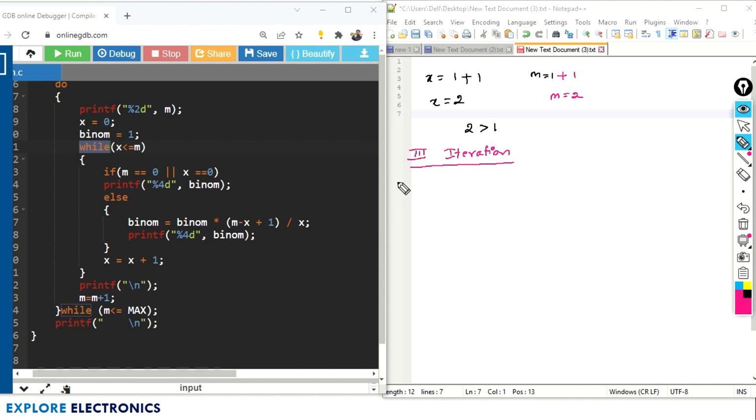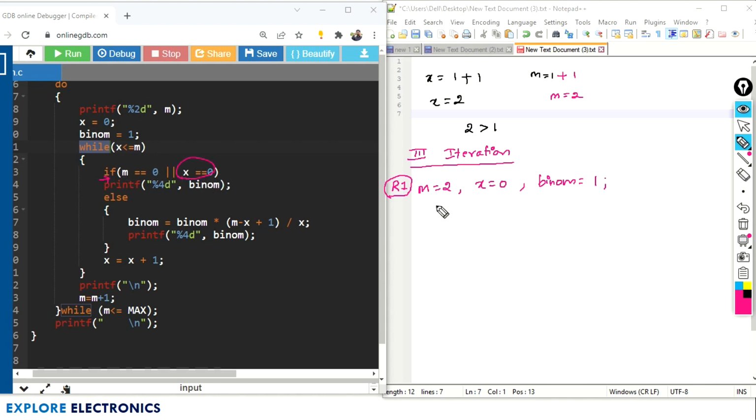So in the third iteration and round 1, we are having m equal to 2 and x, don't forget, we will be starting off again with 0. And binomial, again we are making it as 1. Now we are checking if x is less than or equal to m. Since x is 0, it is going to satisfy this, and the if condition is going to satisfy here.